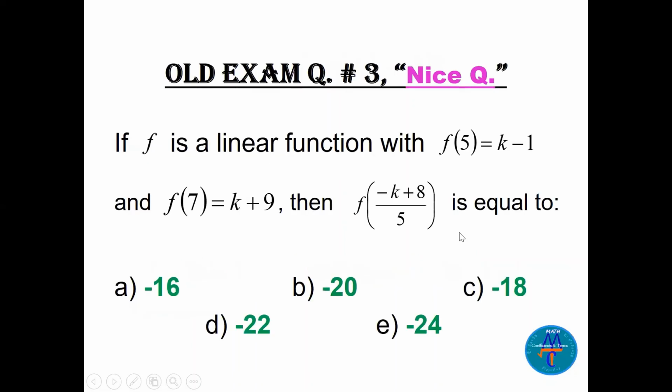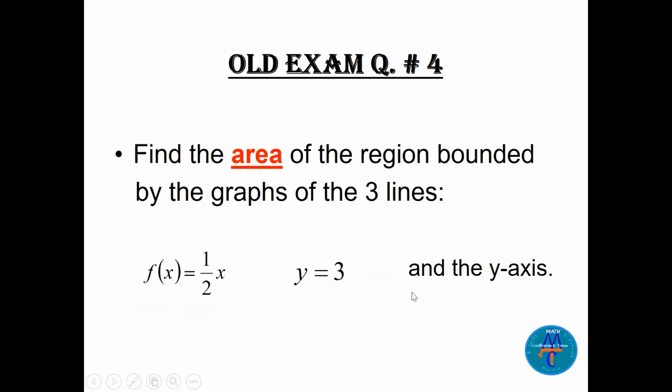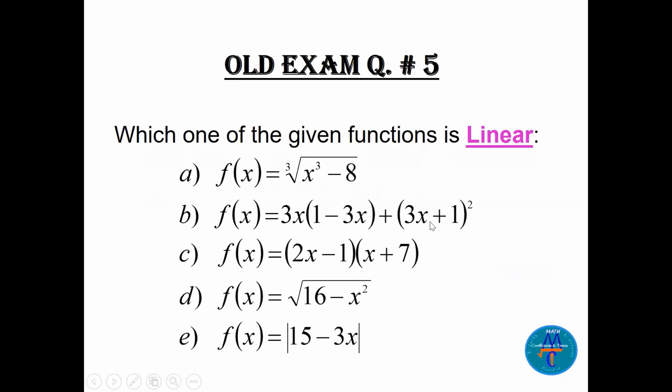So deal with it as one number, and this is the function f of x. All right. Now question number 3, given f of x is equal to k minus 1, f of 7 is equal to k plus 9, find this one, multiple choice question. Number 4, find the area of the region bounded by the graphs of the 3 lines. We have 3 lines there: f of x is equal to 1 over 2 x, y equals 3, and the y-axis. Draw the 3 lines and find the region bounded by them. It will actually be a triangle.